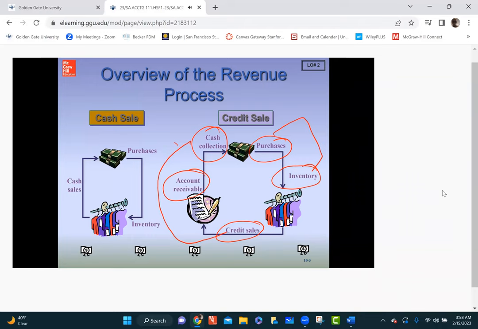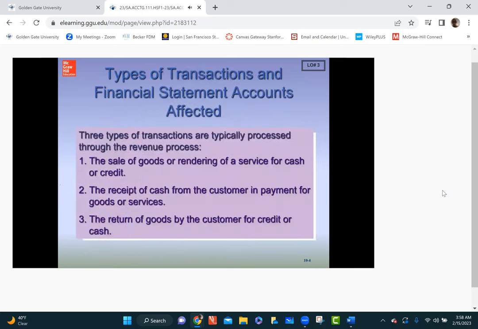Now, notice, guys, that you could also have what? You could also have cash sales. So we'll also see a relationship between our cash and our sales. So yes, we could debit accounts receivable, but we could also debit cash. So we'll talk a little bit about auditing cash here as well in relation to the receivables.